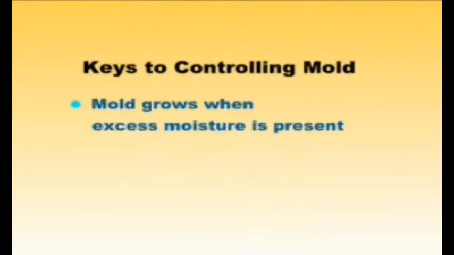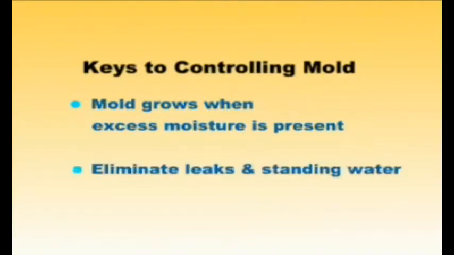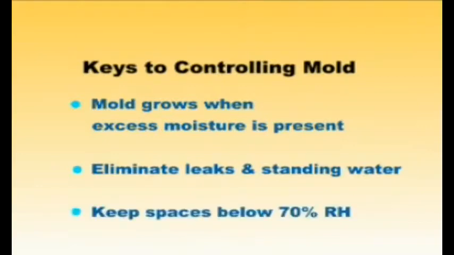Mold will grow on wood and any other organic material when excess moisture is present. So what you need to do is to eliminate water leaks and standing water, and particularly when it comes to crawl spaces, is to keep the crawl space moisture levels below 70%.